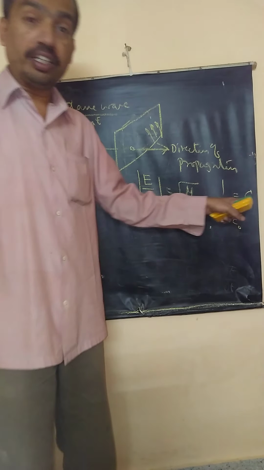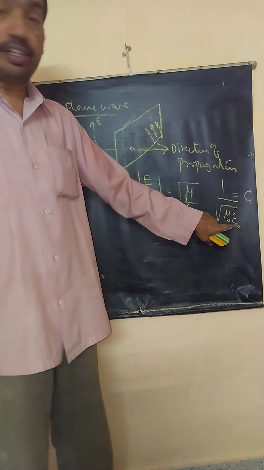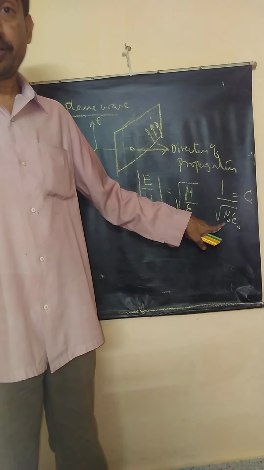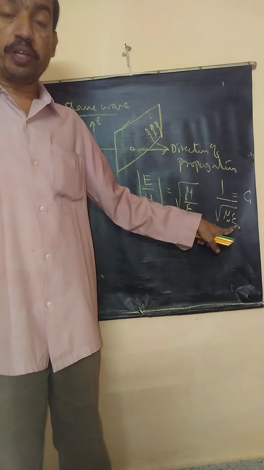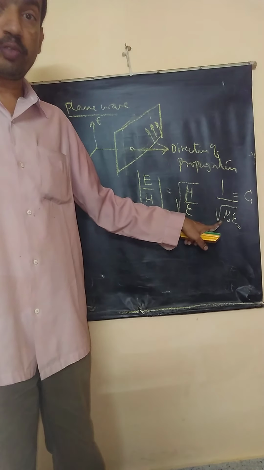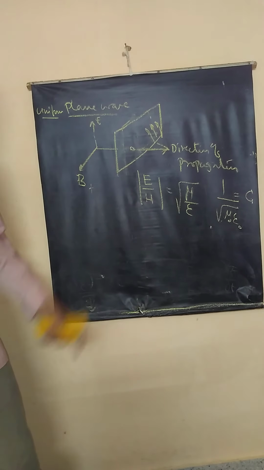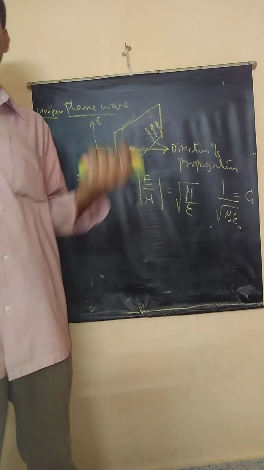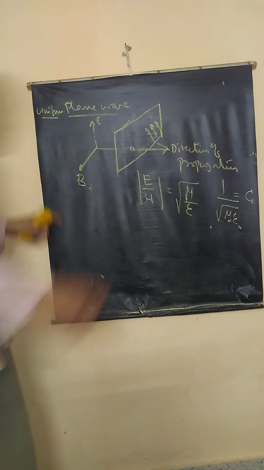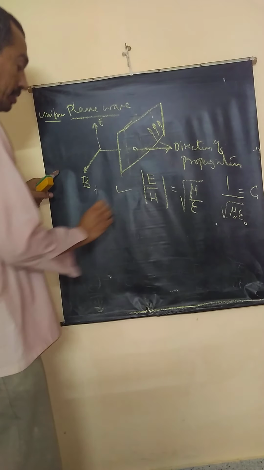This shows light itself has electric nature, magnetic nature, correct? Mu epsilon is obtained from Coulomb's law, mu is obtained from Biot-Savart's law. 1 by root of mu epsilon gives you the velocity of light. This shows light is electromagnetic in nature. Okay, so for uniform plane waves, this is one thing.